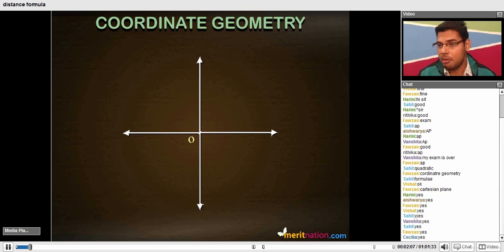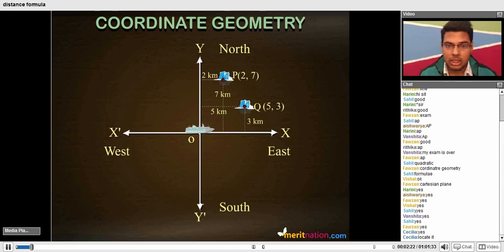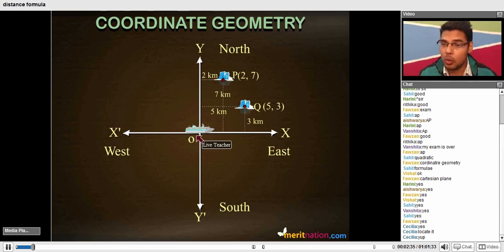Suppose I have a point P which is (2, 3), and suppose I have a point Q which is (-2, -3). How can we relate these points? How can we see where these points are lying with respect to each other? So let us see. For example, now here we have a point P which is (2, 7) and a point Q which is (5, 3). So now the ship is at the origin which is (0, 0). Yes, you can see the figure.